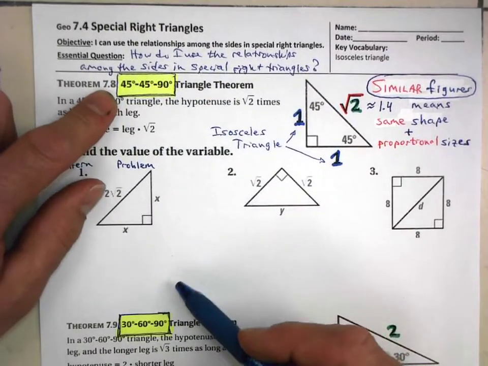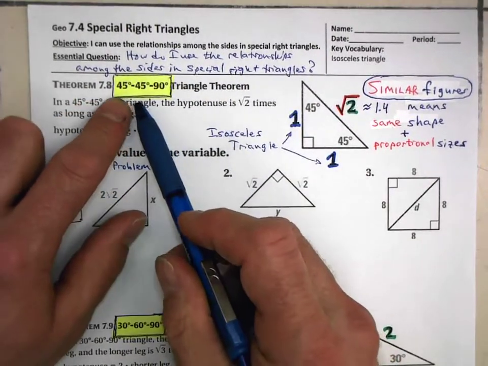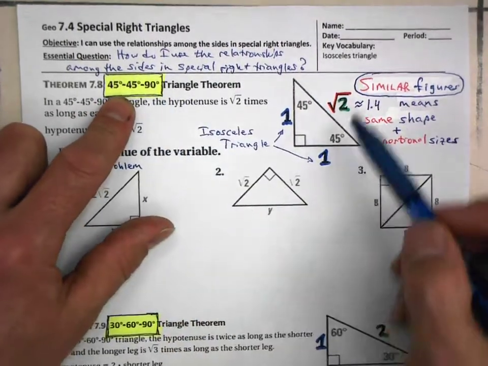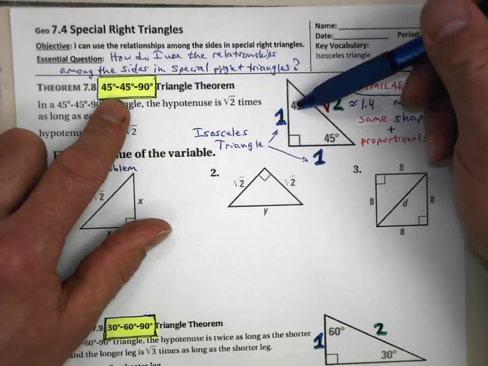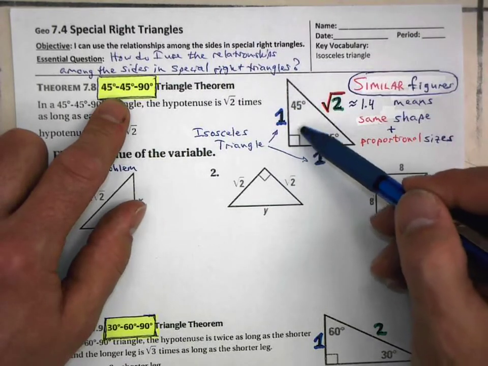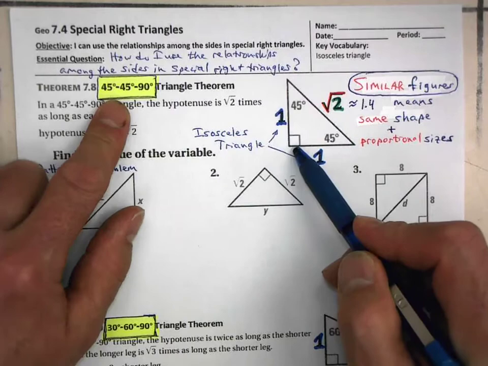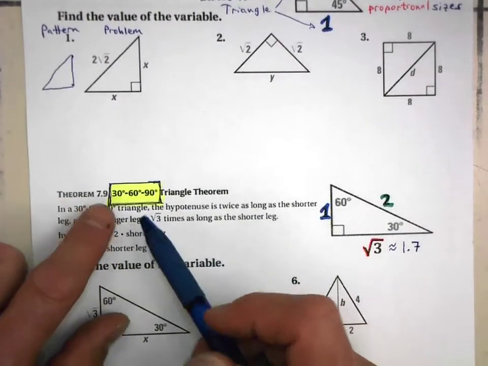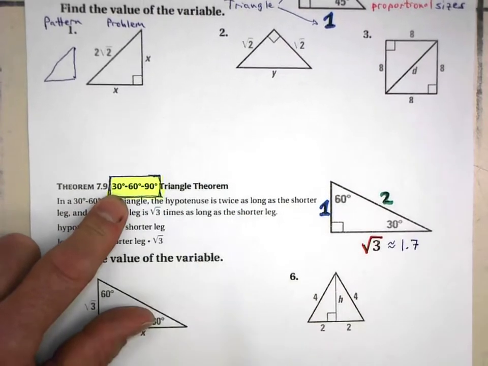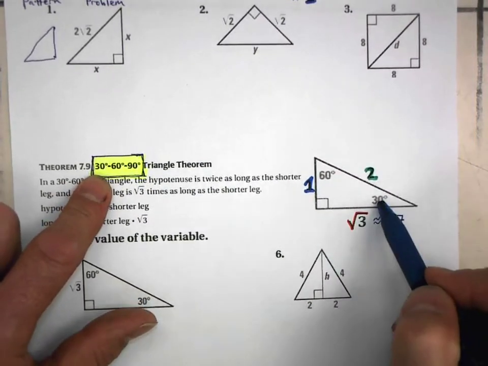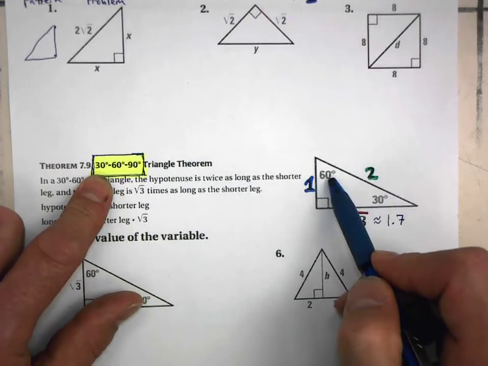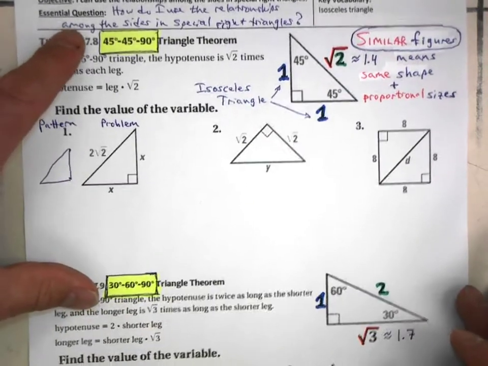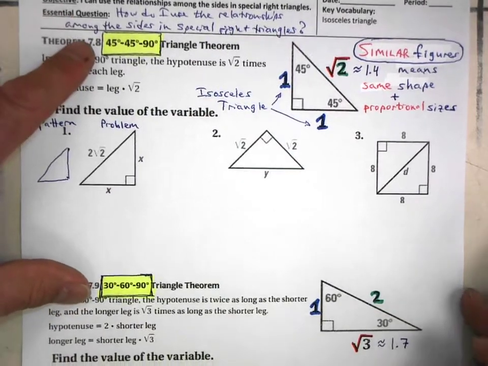And there are two special right triangles. One of them is the 45-45-90 triangle. So you see here that the angles are 45, 45, and 90. This 90 is a right angle. And the other special right triangle is a 30-60-90 triangle, where one of the angles is 30, the other angle is 60, and there's your right angle. So here are our two special right triangles.